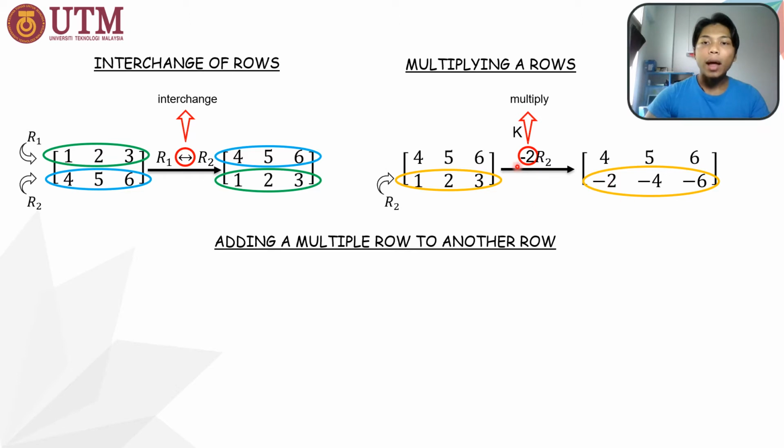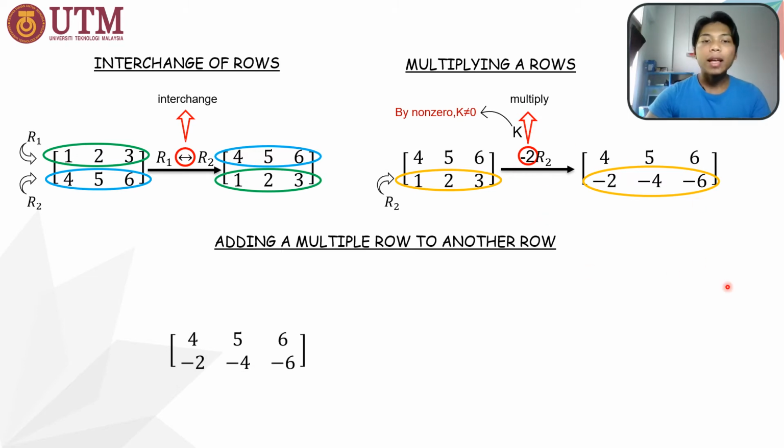When I multiply, you get negative 2 times row 2: negative 2 multiplied by 1 gives negative 2, negative 2 multiplied by 2 gives negative 4, and negative 2 multiplied by 3 gives negative 6. But we need to remember that this k must be non-zero, which means k cannot be zero.